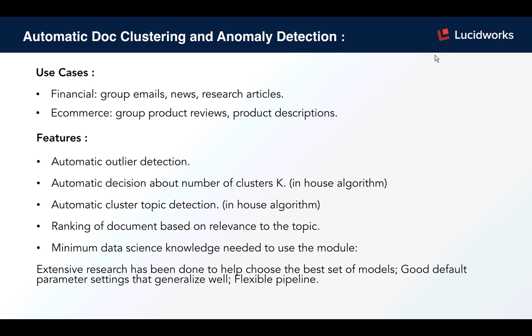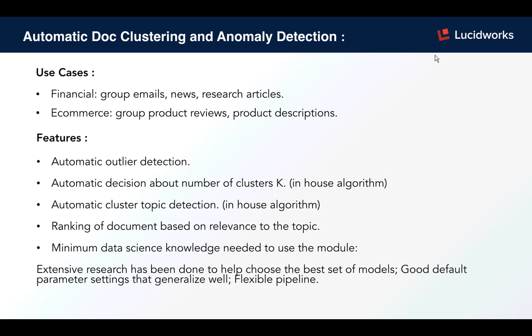We provide a fully featured clustering module that can do automatic outlier detection, automatic decisions about the number of clusters, and automatic cluster topic detection. Also, we provide statistics so that you can perform re-ranking of documents based on their relevancy to the respective topic. Again, we built the module on the principle that minimum data science knowledge is needed to use it, because in the back end we have done extensive research to help choose the best set of models, and we have good default parameter settings that generalize very well. We have flexible pipelines to suit different needs. Also, in this clustering module, we have two in-house algorithms that help separate us from other vendors.